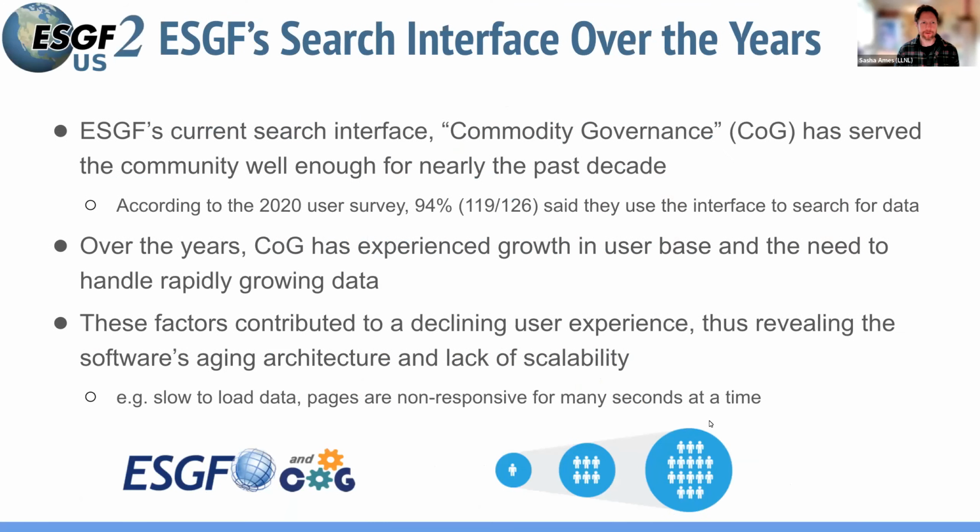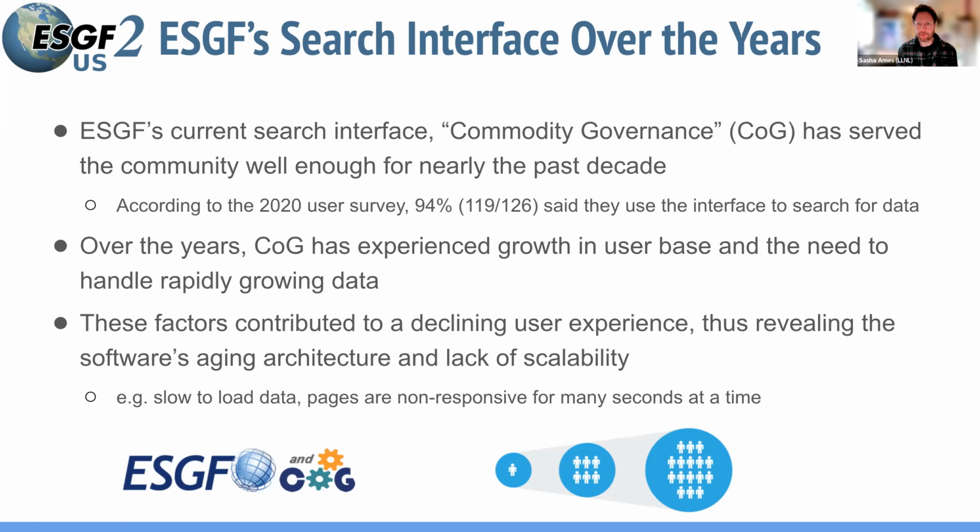So, quick overview of the ESGF search interface over the years. The current search interface, if you go to any of the site's main pages like esgf-node.llnl.gov, will bring you to what's called the COG, or Commodity Governance site. It's served the community well enough for nearly the past decade. I think it was released in 2015. According to surveys, it's the most popular way to discover data in ESGF.